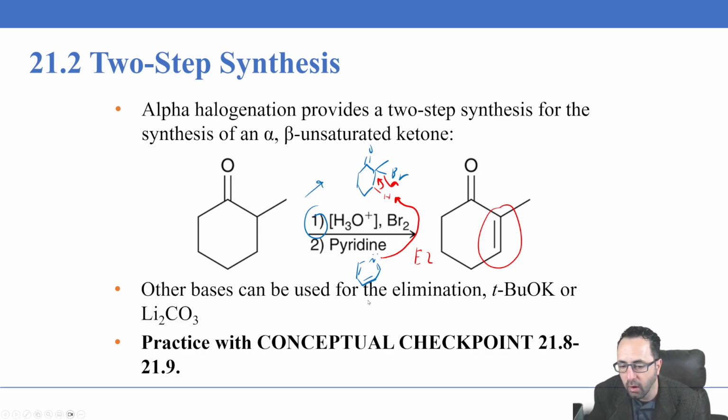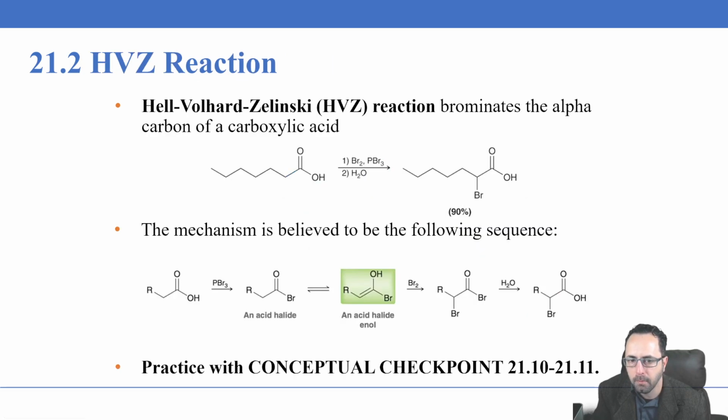You can use a variety of bases. Pyridine can be used, so can tert-butoxide. Other bases can be used as well. Another reaction here where the mechanism is not completely known. There are some ideas of the mechanism, but it's synthetically useful. It's called the Hell-Volhard-Zelinsky reaction. And this brominates the alpha carbon of a carboxylic acid. So essentially what occurs is that at the alpha carbon here in the carboxylic acid, we get a bromine atom installed.